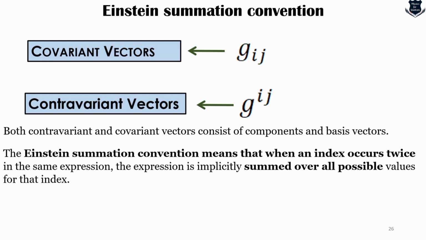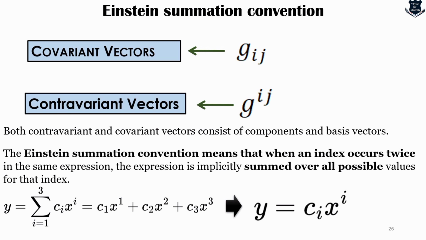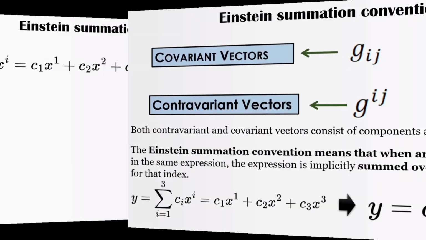Now, the Einstein summation convention means that when an index occurs twice in the same expression, that expression is implicitly summed over. For example, this one, right? So it is 1, 1, 2, 2, 3, 3, and we can sum it and write it as y equals ci xi. Once we do more with tensors, this summation convention will become clear.